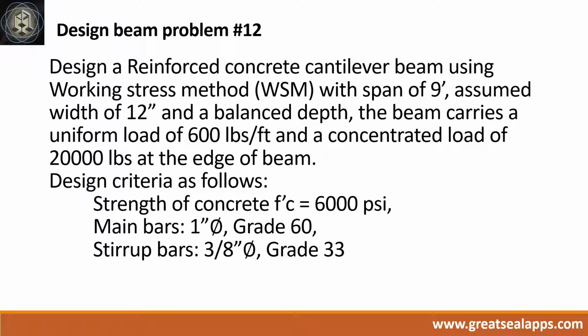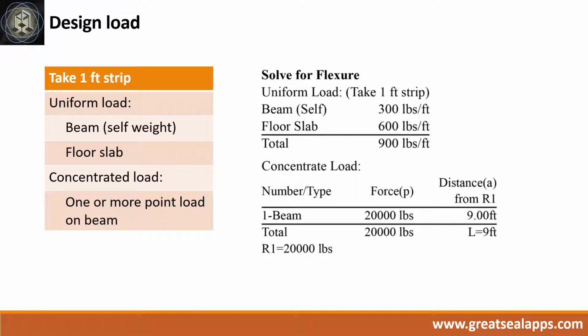Design criteria as follows. Strength of concrete 6,000 psi, main bars 1-inch diameter bar grade 60, stirrup bars 3/8-inch diameter bar grade 33. The beam carries a uniform load of 600 pounds per foot and a 20,000 pounds concentrated load 9 feet away from support. Assume a self-weight of 300 pounds per foot.